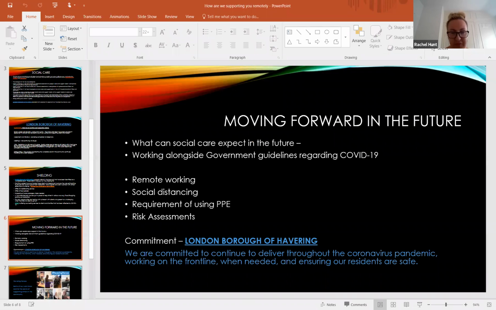So moving forward in the future, what is that going to look like for us as social workers and people in the community? What can we expect in the future? Well, we're working alongside the guidance of the government regarding COVID-19. We're continuing remote working, we're continuing social distancing and the requirement of PPE equipment. But everything we're doing is risk assessed. London Borough of Havering are committed, and a statement here is that we're committed to continue to deliver throughout the coronavirus pandemic, working on the front line when needed and ensuring our residents are safe.